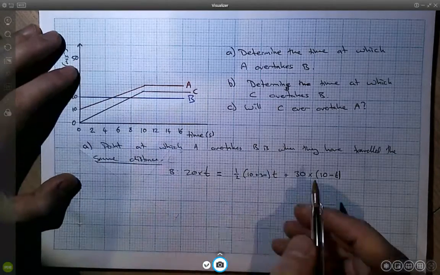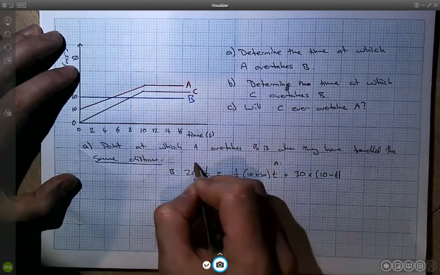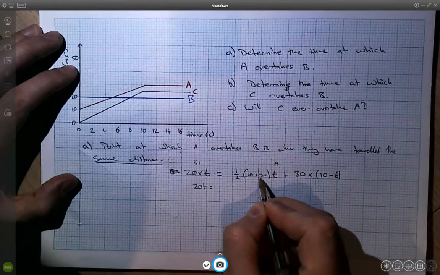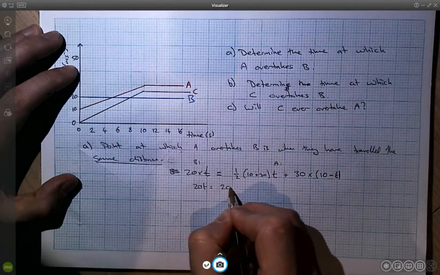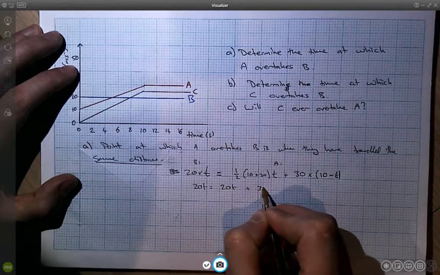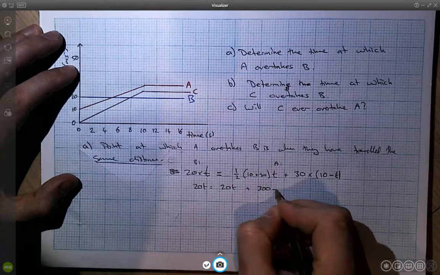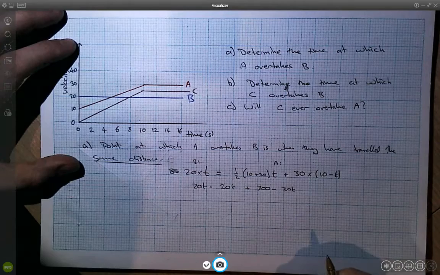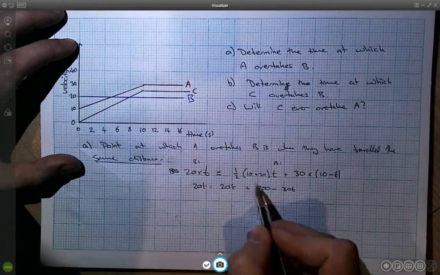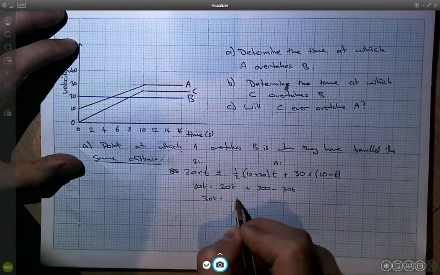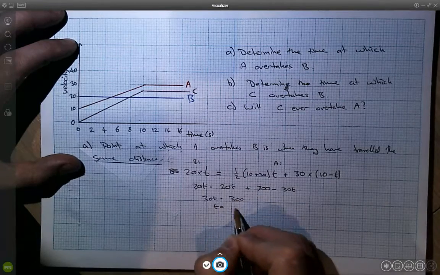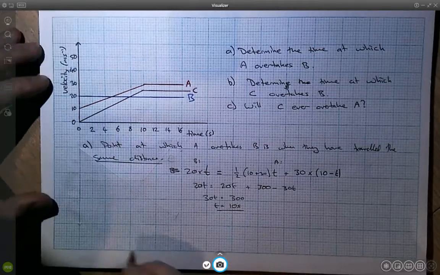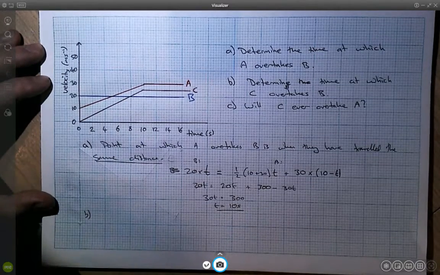So now if we solve this equation, we're going to get 20t equals 20t plus 300 minus 30t. So what do we do? Well, that will cancel out with that one. So now we've got 30t is 300, t is 10 seconds, which is actually what we said instinctively at the start. Let's do the same method for part B.